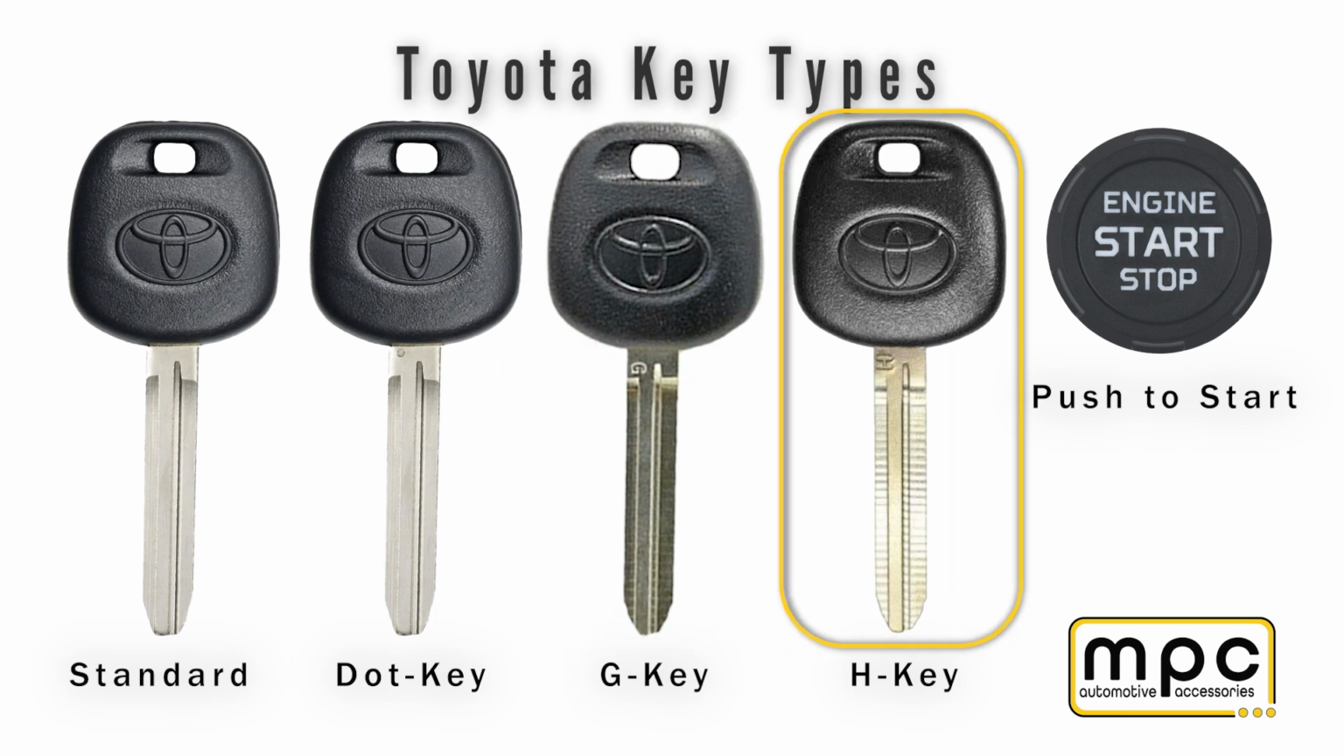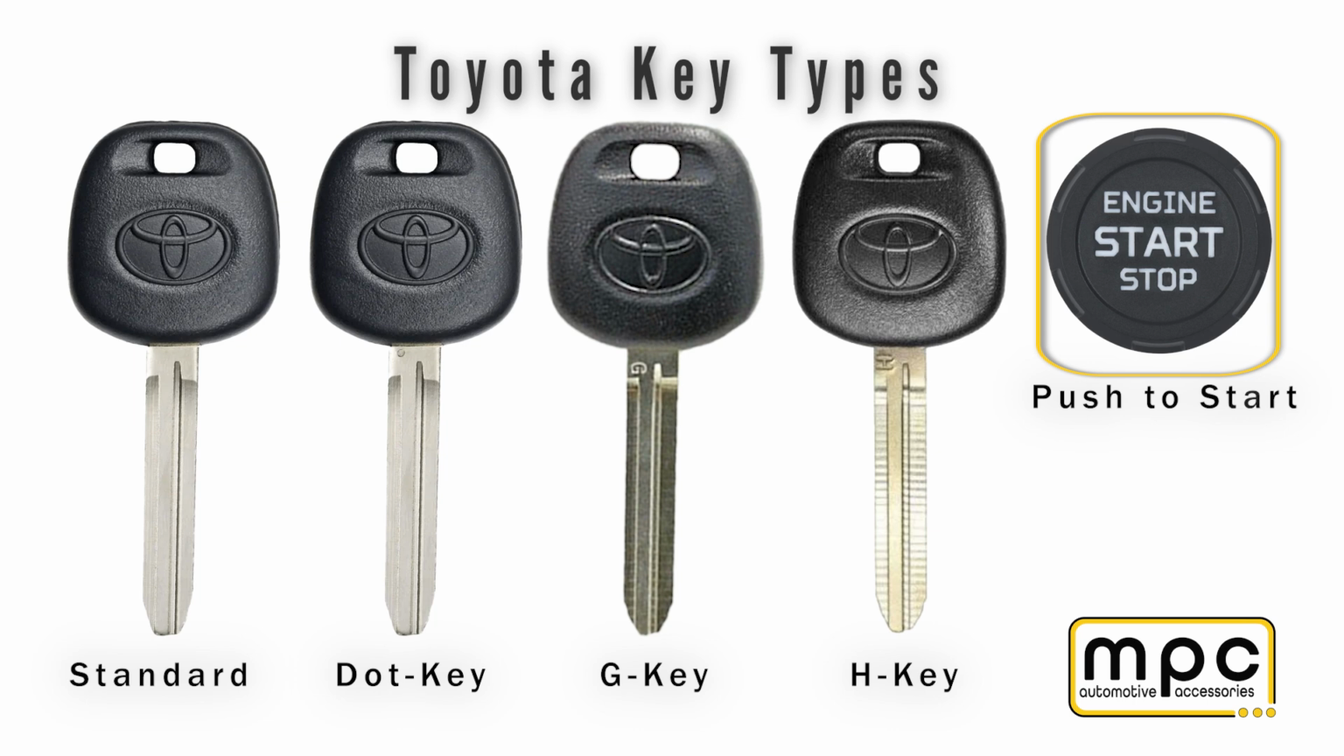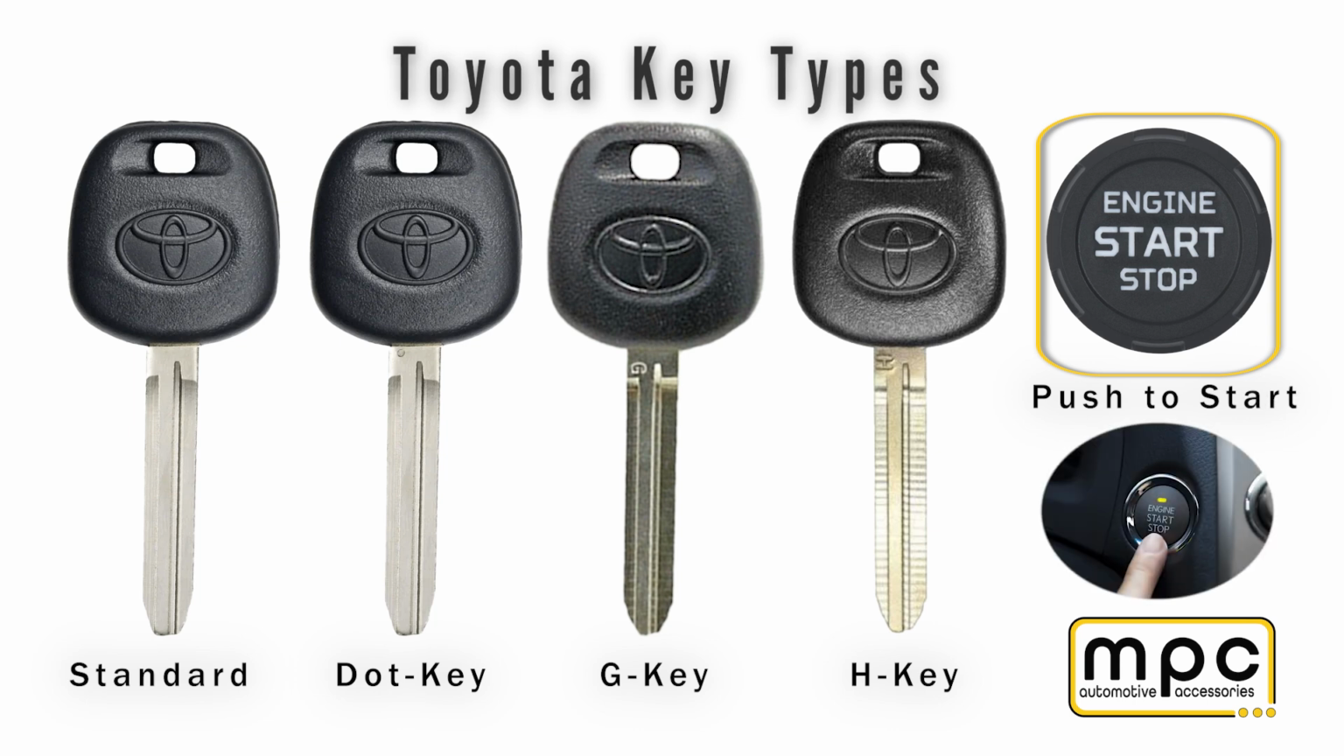This is an H key. The H key can be identified by a small letter H stamped into the blade of the key. Last, we have a push to start ignition. This is identified by a button you will press to start your vehicle.